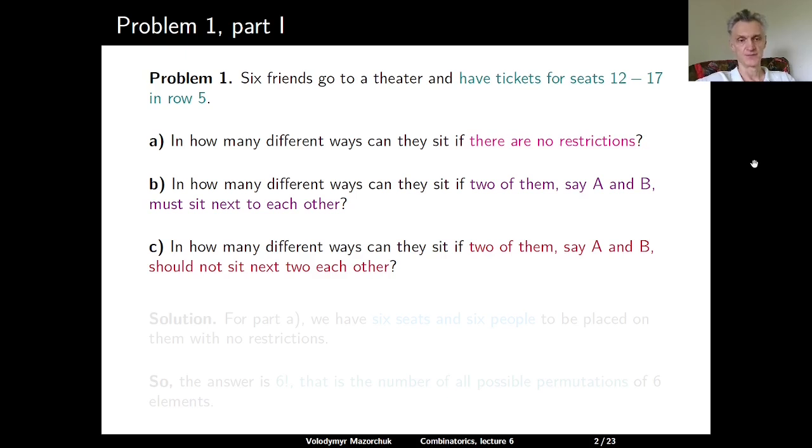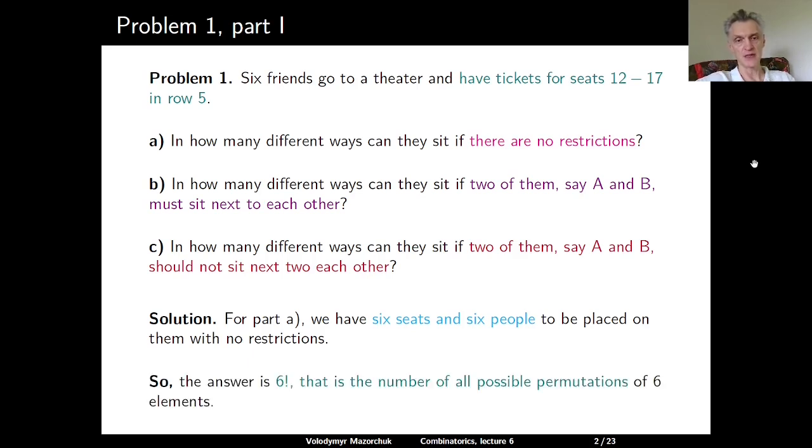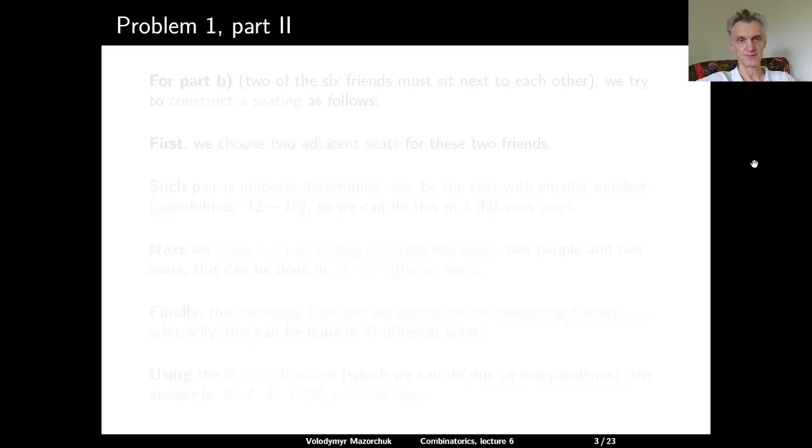Solution. For part A, we know that we have 6 seats and 6 people, and we need to place these 6 people onto these 6 seats with no restrictions. So we are talking about permutations of 6 elements, and so the answer is 6 factorial. That's the number of all possible permutations of 6 elements.